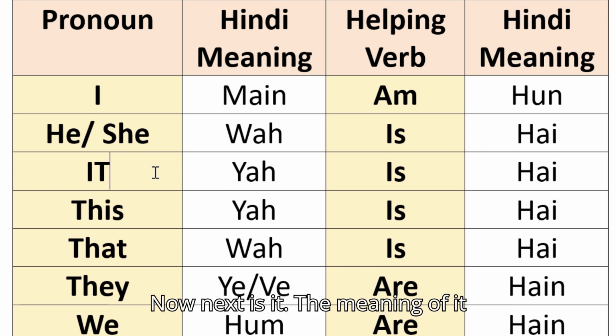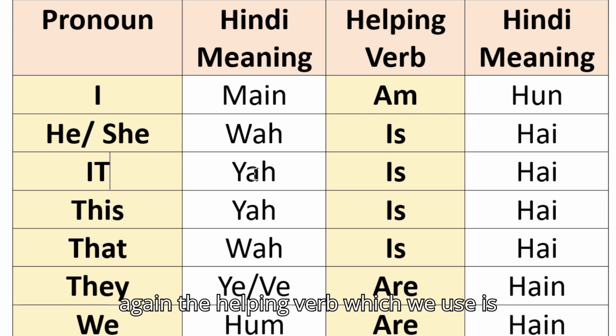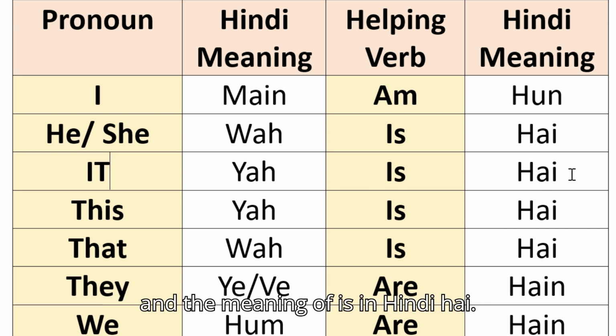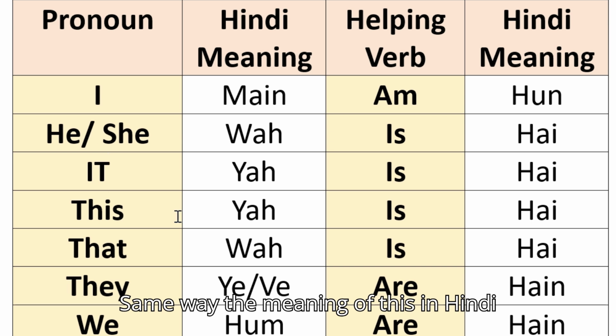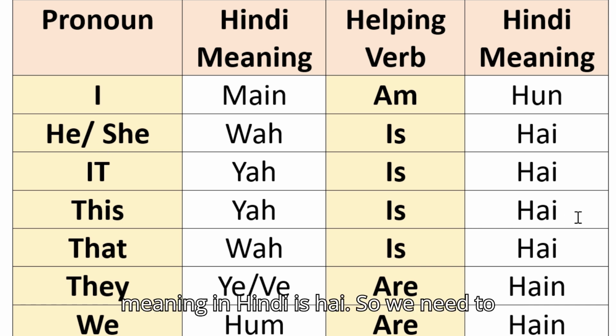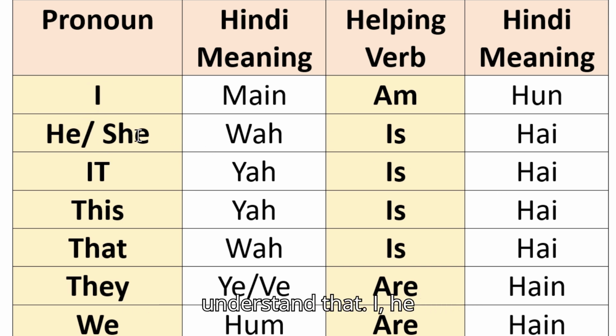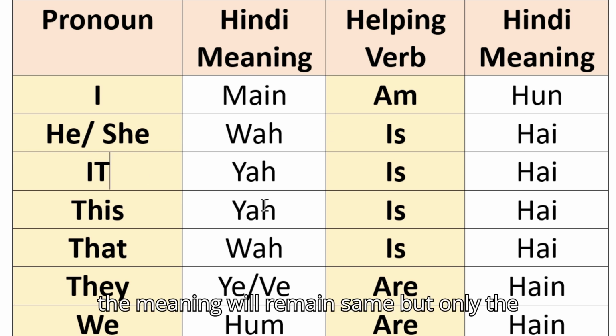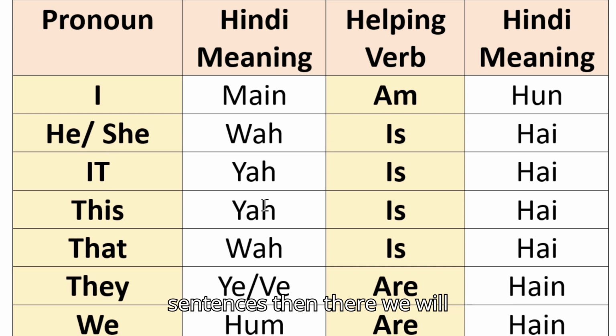Now next is it. The meaning of it in Hindi is यह, and again the helping verb which we use is is, and the meaning of is in Hindi is है. Same way the meaning of this in Hindi is known as यह, and its helping verb meaning in Hindi is है. So we need to understand that I, he, she, it, this, whether it is masculine or feminine, the meaning will remain same, but only the gender changes. So once we start framing sentences, we'll see how to use it.